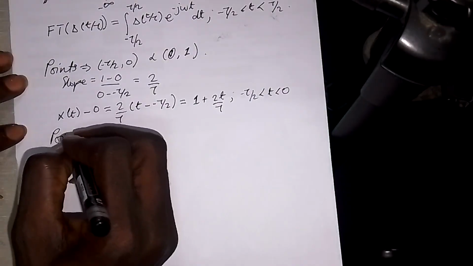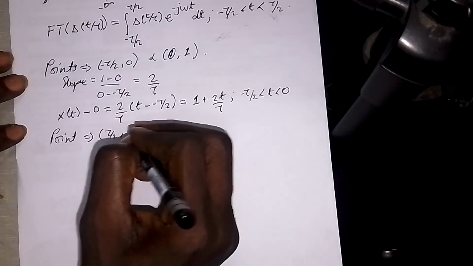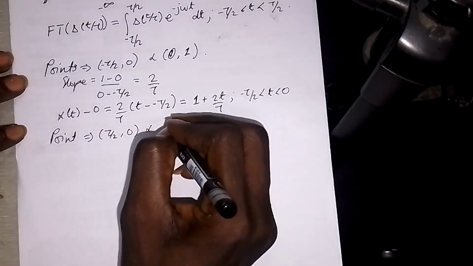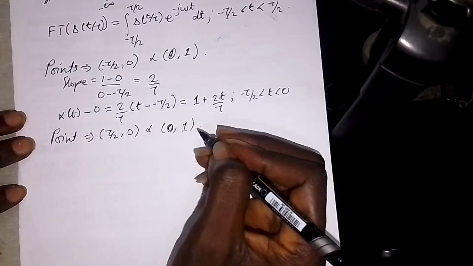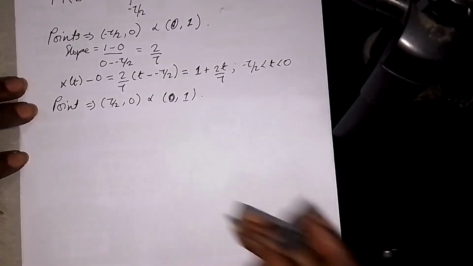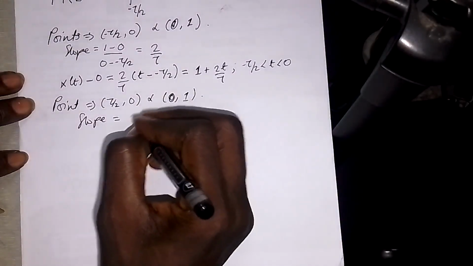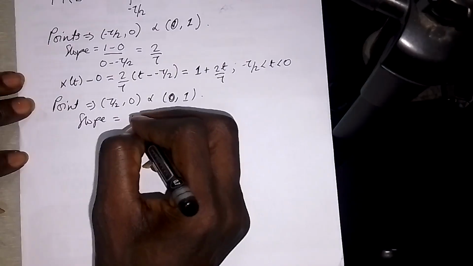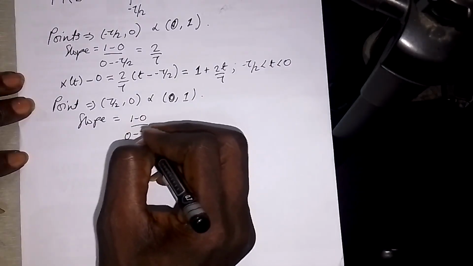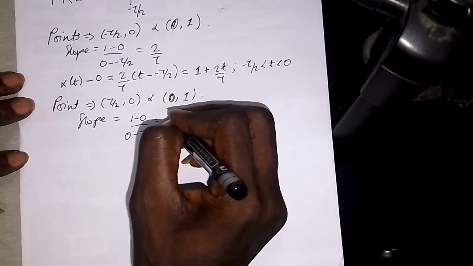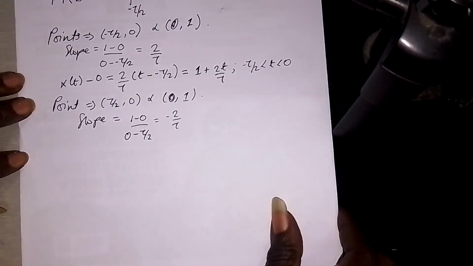Then we go to the next aspect, which is the next point. So which points do we have? We're going to have tau on 2, comma 0, and then we're going to have 0, comma 1. Okay, so with this one we need the slope. The slope here is going to be 1 minus 0 over 0 minus tau on 2. Then our slope will be minus 2 on tau for the second one.